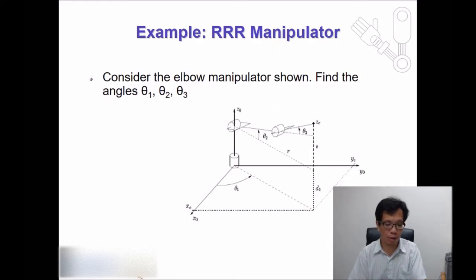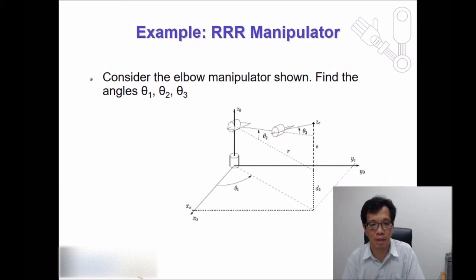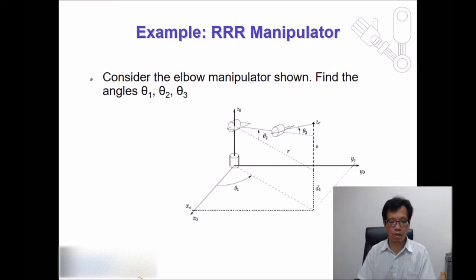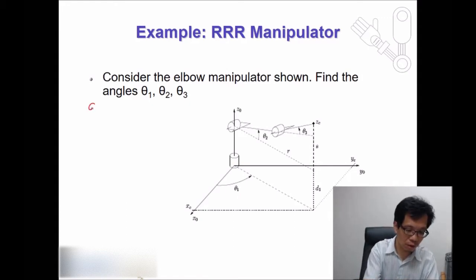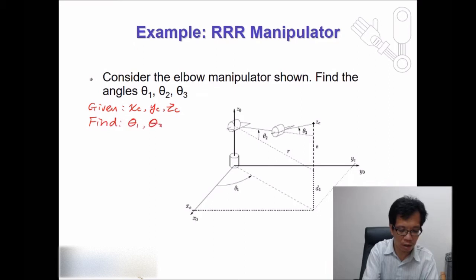So what we're trying to do is to use the geometry method to figure out what theta 1, theta 2, and theta 3 are going to look like in this specific robotic system with 3 rotational joints. Okay, so let's get started. First, we are given xc, yc, and zc. We are trying to find theta 1, theta 2, and theta 3.